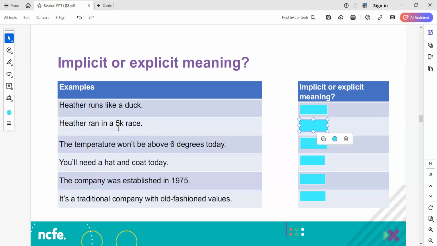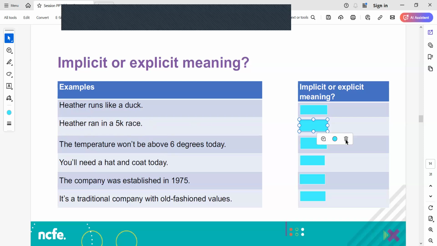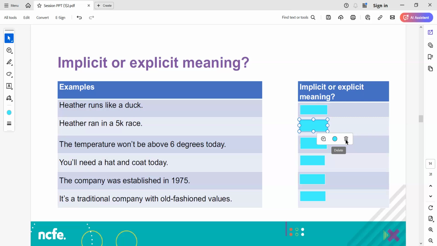So it tells us, doesn't it? 5K. Sorry, we're looking at the second one, yeah? So Heather ran in a 5K race. We've got Heather's name there. It's just telling us the distance, isn't it? Yeah, so that one is explicit. If you think of what the question could be, it could say, how long was the race that Heather ran? And we could just say 5K, couldn't we?